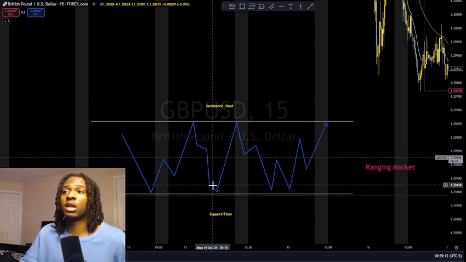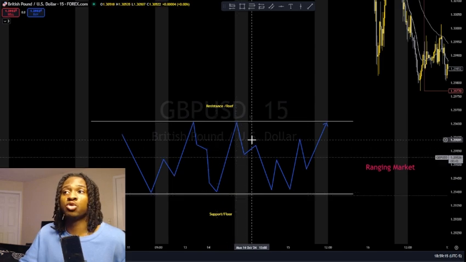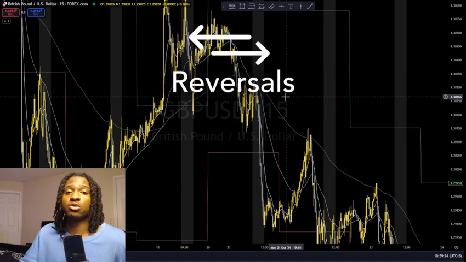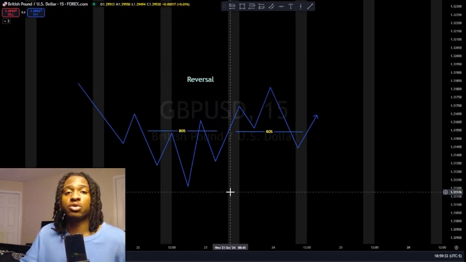It's not going to automatically tap here or tap here and then go straight to the point. Now this is a good example of your ranging market. Now let's get into our reversals here. Now this market is going to show you reversals and your breaker structures.